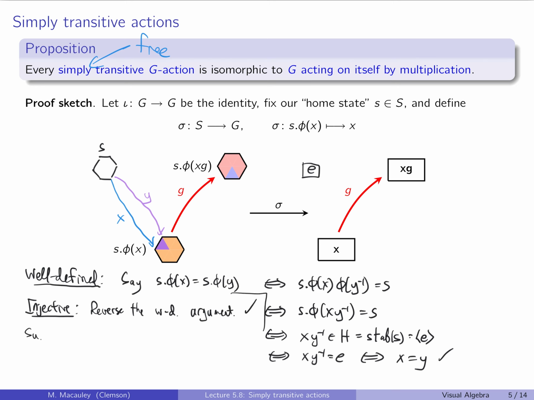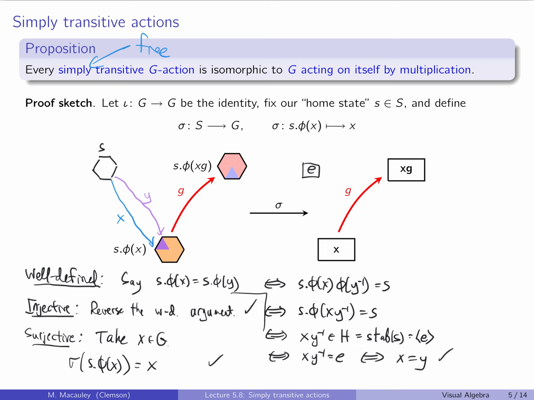And then for surjective, or onto, well, this one's pretty easy. We just take an element in the codomain, call it x, and find a preimage. S dot phi of x is one. So take x in G, and then sigma of S dot phi of x equals x, and therefore the map is surjective. And that's all we had to do. Well, at least to prove that this is an actual bijection.